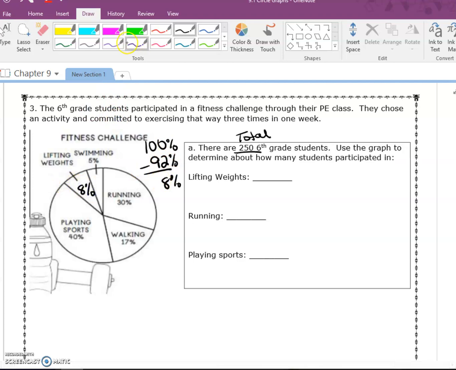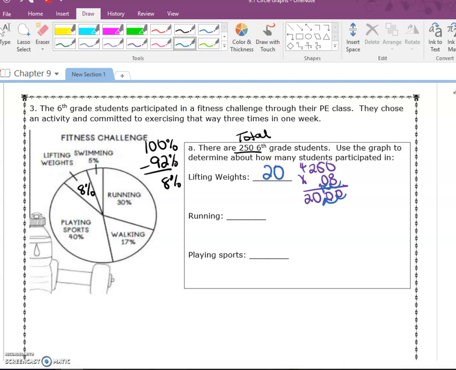Okay, so once again, you can set up the percent proportion or set up using the decimal version. And I'm going to go ahead and use the decimal version. So I have 250 times 0.08 because that is the decimal version of the percent. And I'm going to multiply that. That's 40, 16, 16 plus 4 is 20. Don't forget to move that decimal 2 places, 1, 2. So then that would be 20 students chose lifting weights.